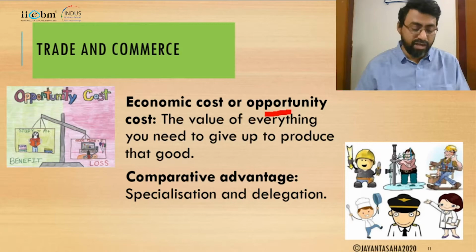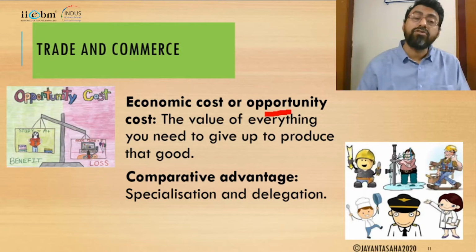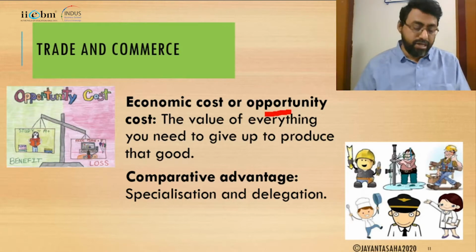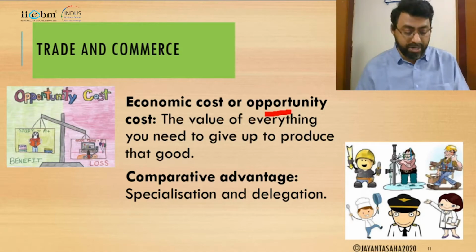So essentially why is this happening? Because the baker has a comparative advantage in baking, because the opportunity cost of baking is too high for a pilot, right? So this is at the individual level. Similarly, a person or a country also has a comparative advantage in the production of a particular commodity.